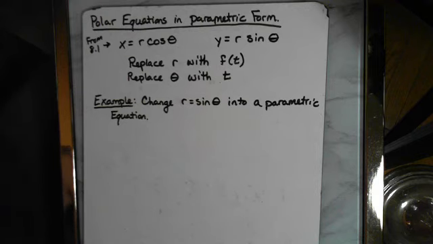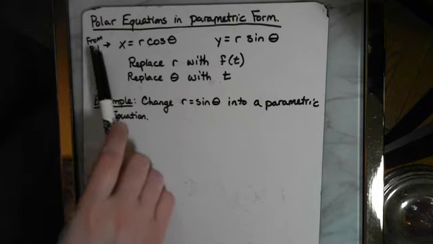Hi everyone, this is the last example for lesson 8.4. Now I hope you already had a chance to view how to do parametric equation graphing on your calculator. If you didn't, make sure to go back and do that. For this example, we're talking about how to change polar equations into parametric form.